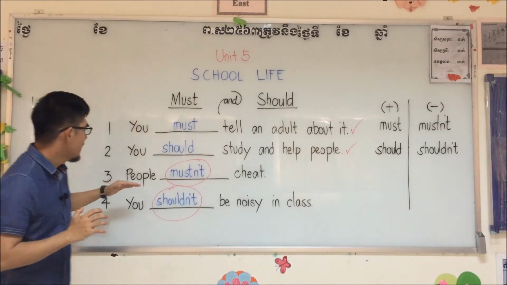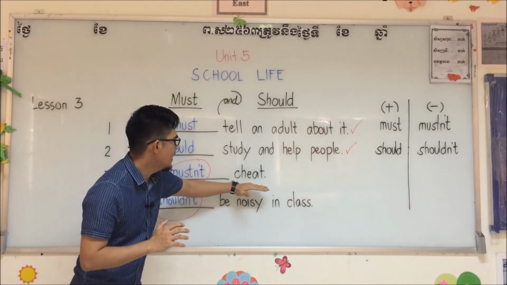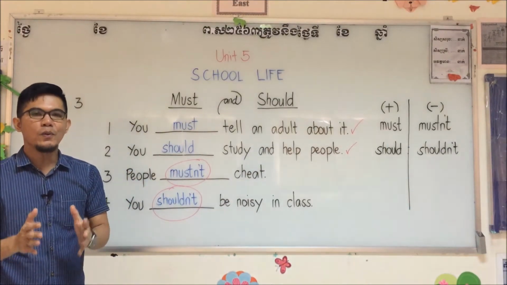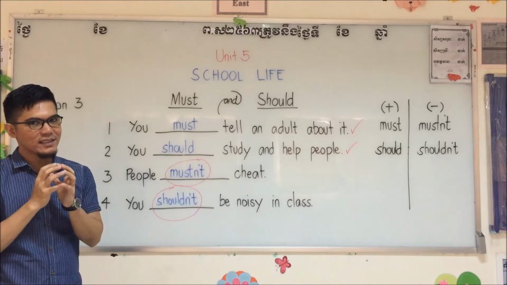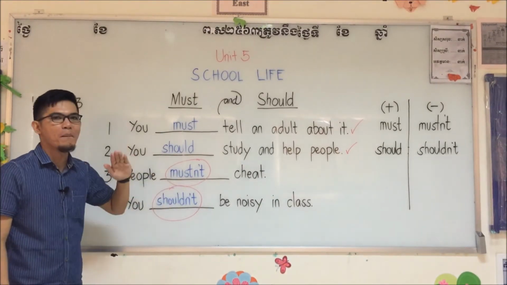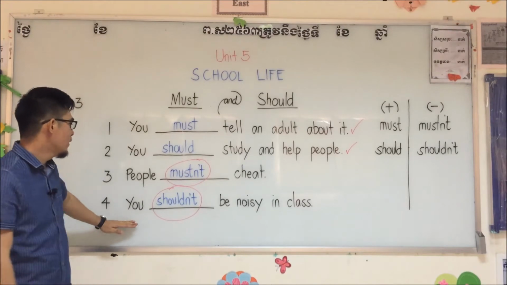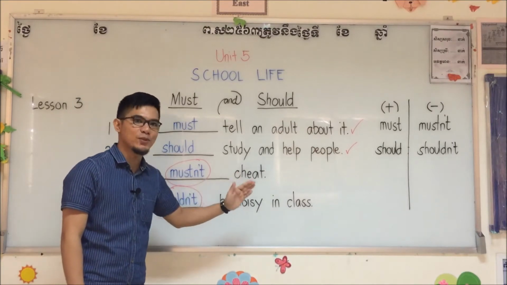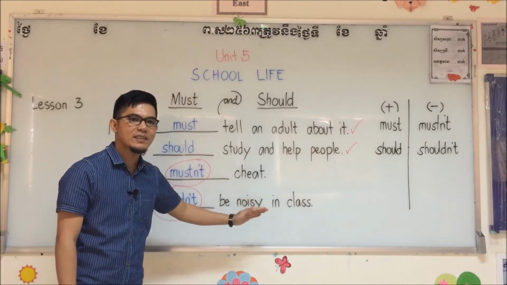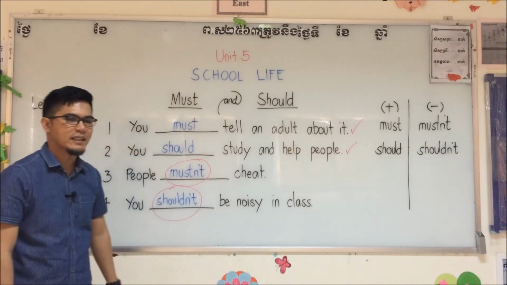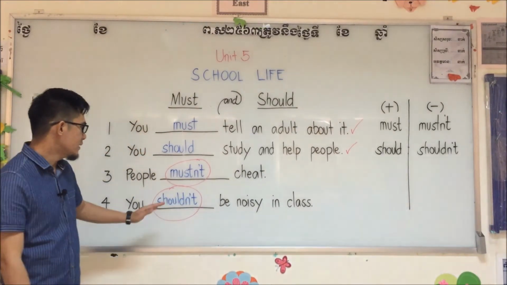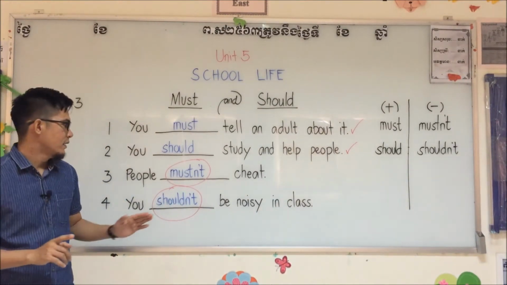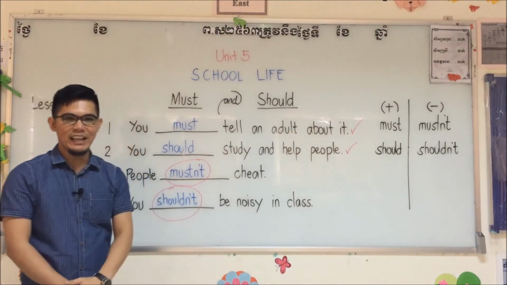Or simply, it's a negative that we shouldn't have to do, but it's a strong obligation. Therefore, we use mustn't. And for number 4, we use shouldn't because it's advice not to. It's advice not to be noisy in class. It's a negative advice. That's why we use shouldn't. Meaning, you are not to be noisy in class.